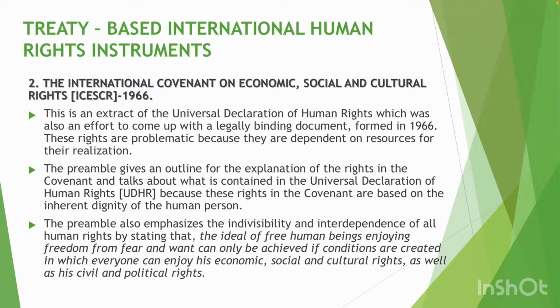So the preamble gives an outline for the explanation of the rights in the covenant and talks about what is contained in the Universal Declaration of Human Rights, because these rights in the covenant are based on the inherent dignity of the human person. The preamble also emphasizes the indivisibility and interdependency of all human rights by stating that the ideal of free human beings enjoying freedom from fear and want can only be achieved if conditions are created in which every human being can enjoy his economic, social, and cultural rights as well as his civil and political rights. This is what the preamble outlines.